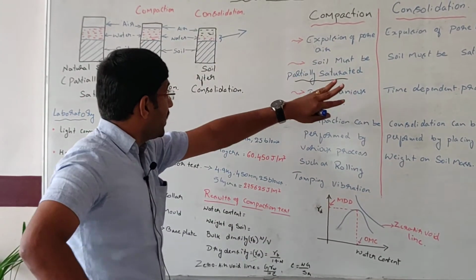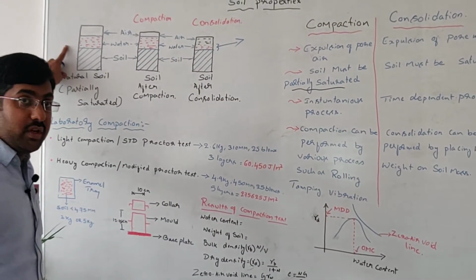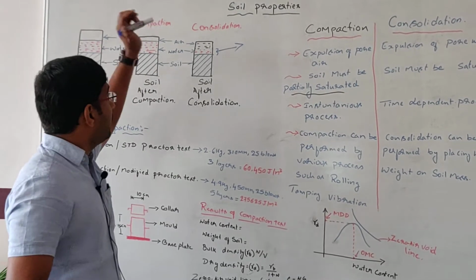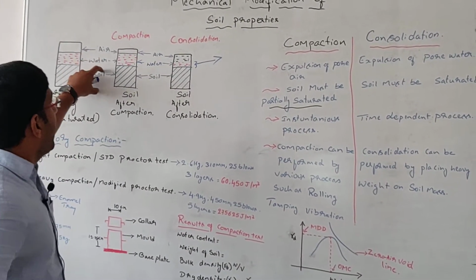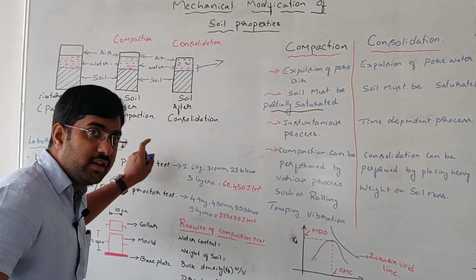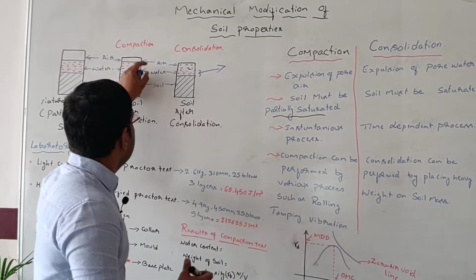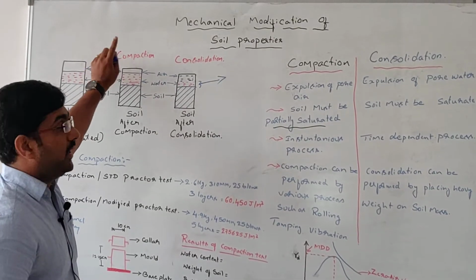So the consolidation cannot be done on partially saturated soil. The consolidation is done only on completely saturated soil. Whereas the compaction is done only on partially saturated soil, which removes excess air from the soil particles.